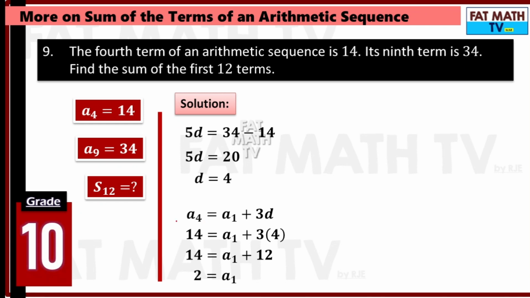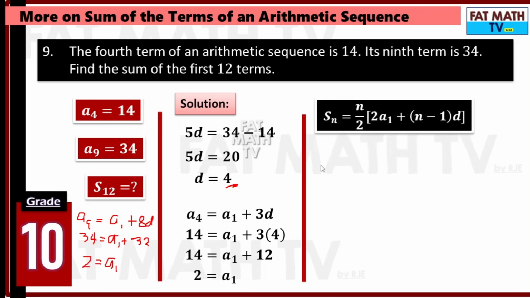If you use the formula for a sub 9, a sub 9 is equal to a sub 1 plus n minus 1, which is 8d. And then a sub 9 is 34, equals a sub 1 plus 8 times d, where d is 4. So that's 32. So 34 minus 32 is still 2.